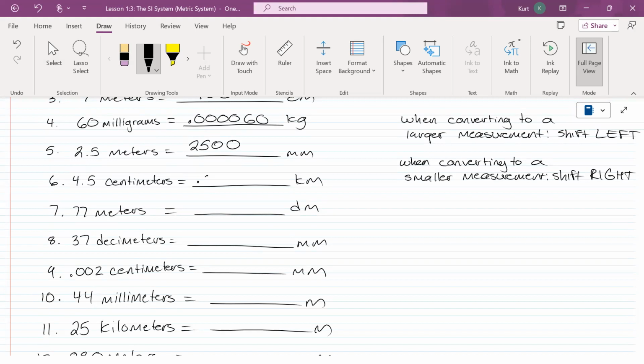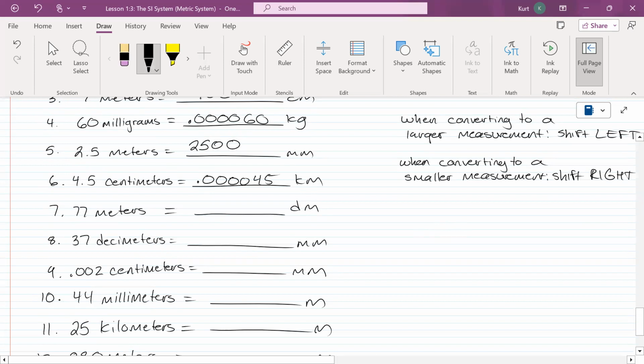So it should be 0.000. 1, 2, let me see. 1, 2, 1, 2, 3. Yep, 4 zeros. So I had to make sure.